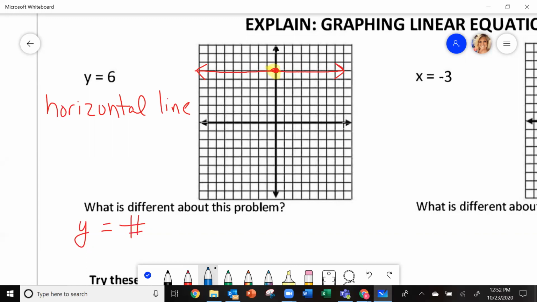Okay, remember, let's remind ourselves, a horizontal line has a slope of what? Does anybody remember what the slope is of a horizontal line? What does zero remind you of? Yes, the slope would be 0.